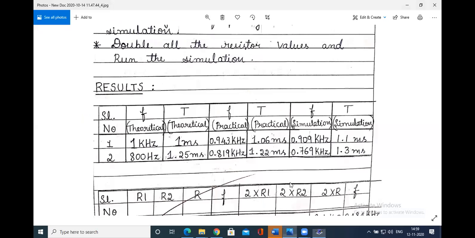Now come to the readings. So all these things you have done theoretically, 1 kilohertz, 1 millisecond. Practically you are going to do this only on CRO in the lab. As of now, you need not worry. Coming to the simulation, what have you found? You have found the value of T. From where you have found T, T2 minus T1 is 1.1 millisecond. Same you have got it.